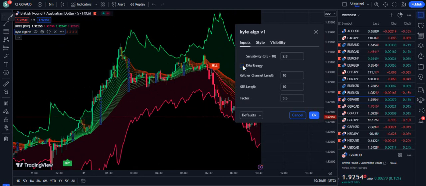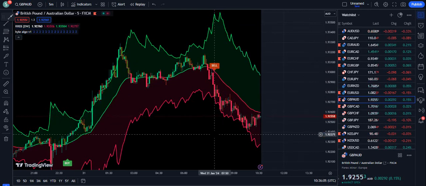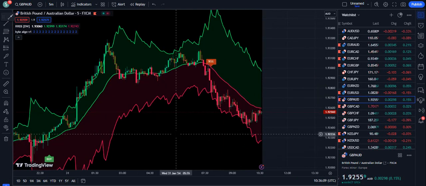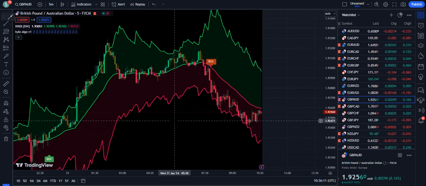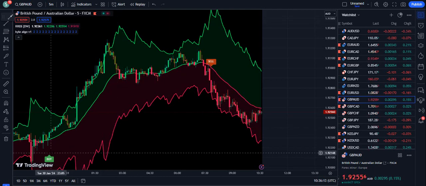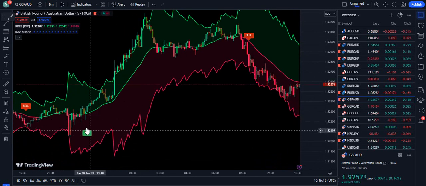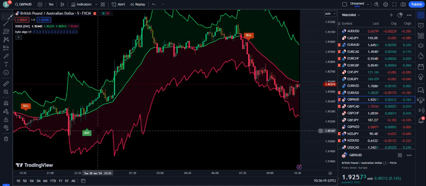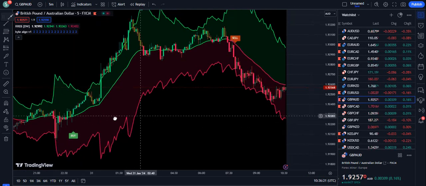We are going to uncheck the EMA energy from here, and now you can see our chart is pretty clear, and that's a very clear picture of the market at the moment. Now guys, the strategy is very simple. This is the oversold levels of the market, so try your best to catch the signal somewhere here where the market is dead overbought and oversold.